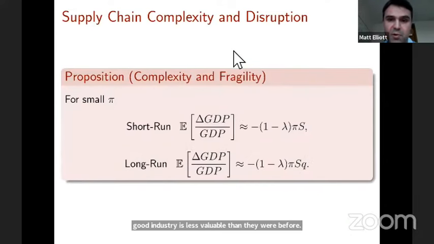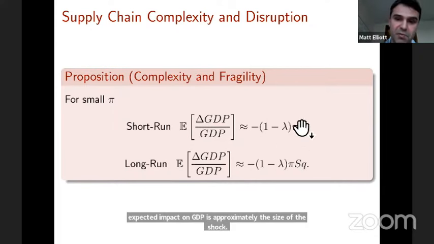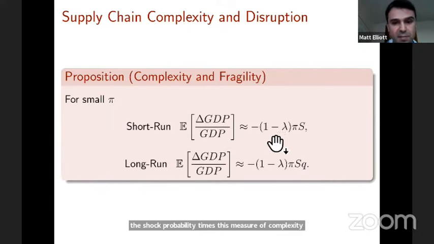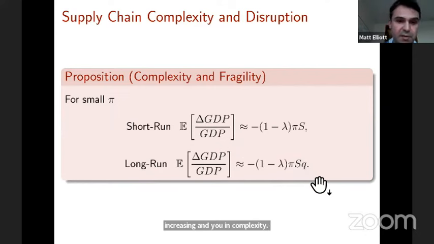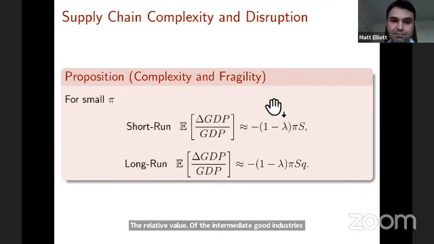Okay, so hopefully you're on board with the S and the Q. We have a result that tells us that for pi small, the expected impact on GDP is approximately, in the short run, the size of the shock times the shock probability times this measure of complexity S that we have. So the impact of the shock is linearly increasing in complexity. In the long run, it's the same, except now it's moderated by this Q, the relative value of the intermediate good industries relative to final good industries.